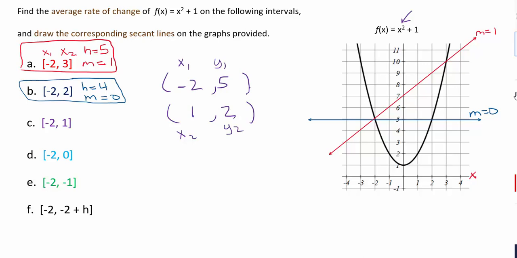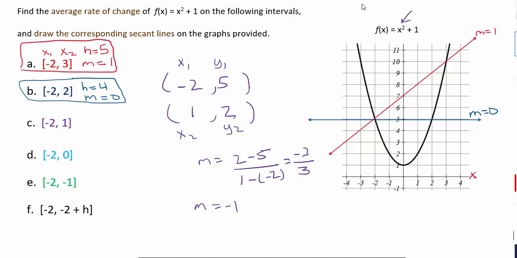If you calculate the slope quickly, y2 minus y1 over x2 minus x1, you would see that you get -3 in the numerator and +3 in the denominator, meaning the slope would be -1. You could also get that quite accurately in this example if you drew the secant line.